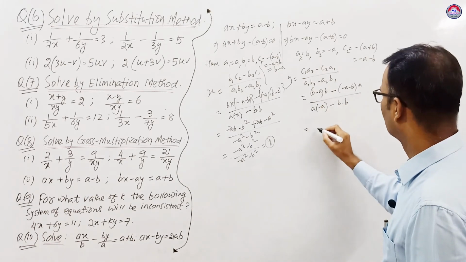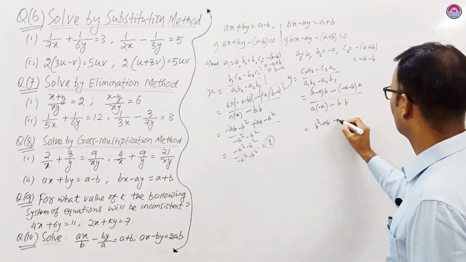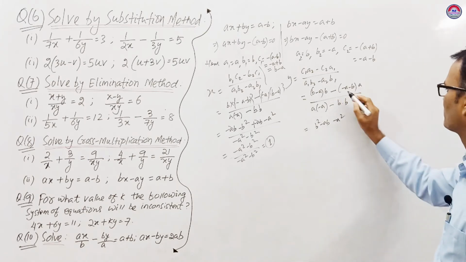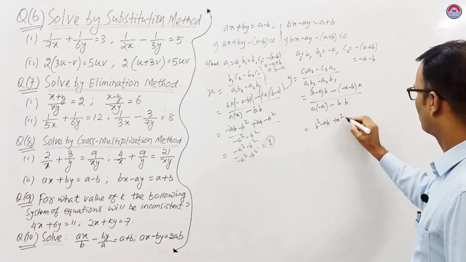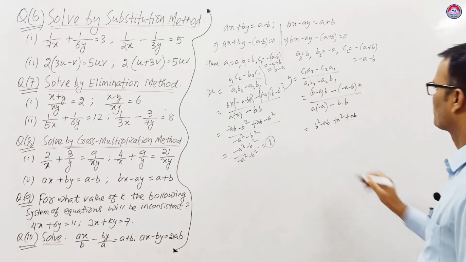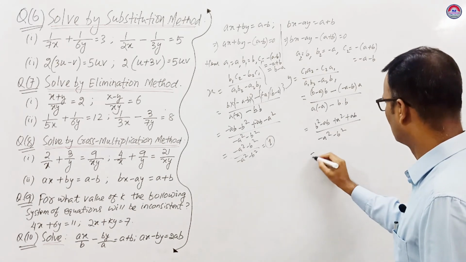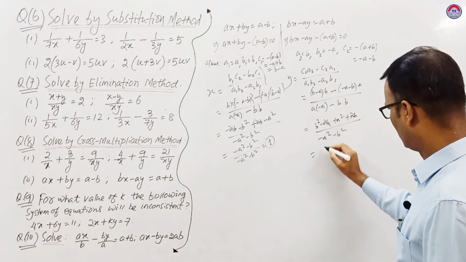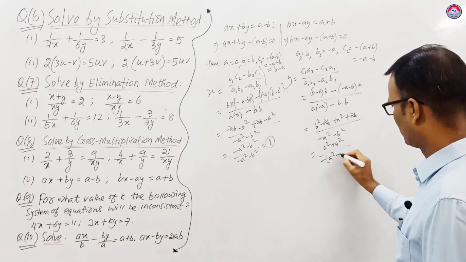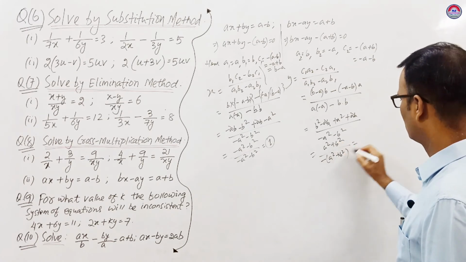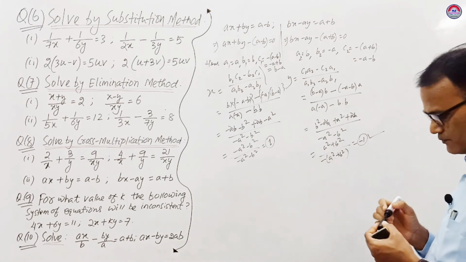Similarly here, this is b square minus ab, minus a square, minus plus a square, minus plus ab, divided by minus a square minus b square. Now you see, this is a square plus b square divided by minus, take common, a square plus b square. Got it? It is minus 1. So the y value is minus 1.